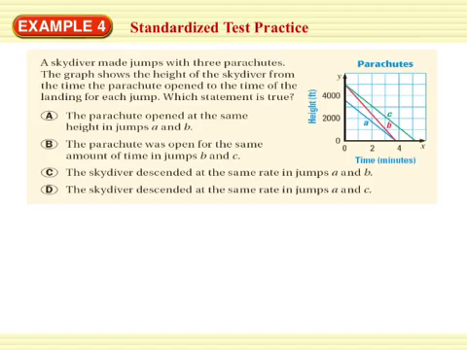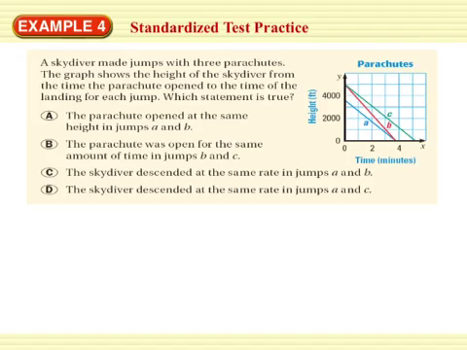So example 4, a skydiver made jumps with 3 parachutes. The graph shows the height of the skydiver from the time the parachute opened to the time of the landing for each jump. Okay, so guy jumps out of a plane, then he opens his chute, and the graph shows the height of the skydiver from the time he opens his chute to the time of the landing.